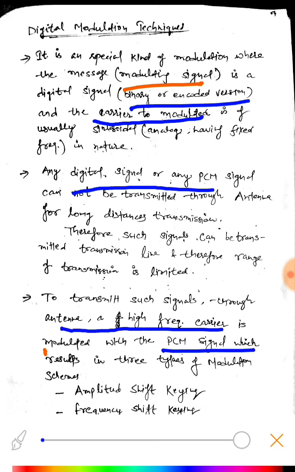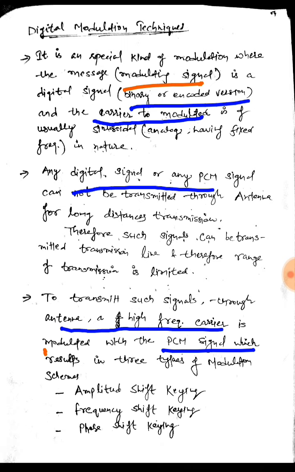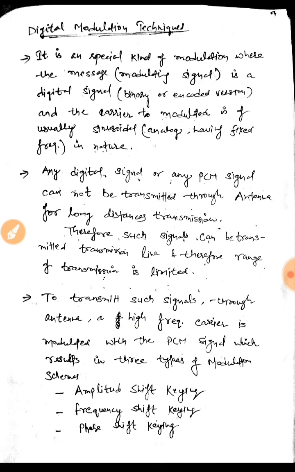To transmit such signals through an antenna, a high frequency carrier is modulated with the PCM signal, which is a digital form of information, which results in three types of modulations. So in the digital modulation technique, we will have three types of modulations: first is amplitude shift keying, second is frequency shift keying, and the third one is phase shift keying.